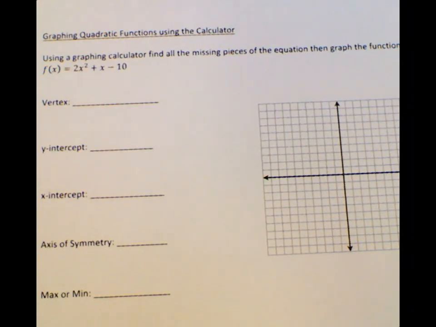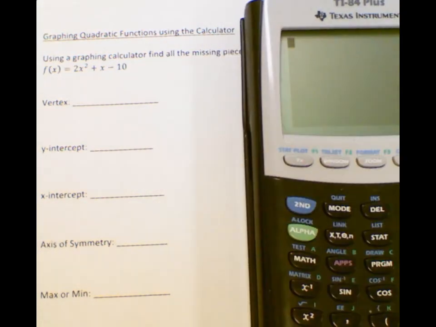All right, in the last notes, I showed you how to find all these things, vertex, y, x, axis of symmetry, max or min, by hand, without the calculator. And you are going to have to do it both ways, okay? So don't just memorize how to do it on the calculator and not without it. Today I'm going to show you how to push the buttons to get all the things, okay? So I'm going to move my graphing calculator over here so you can see it.